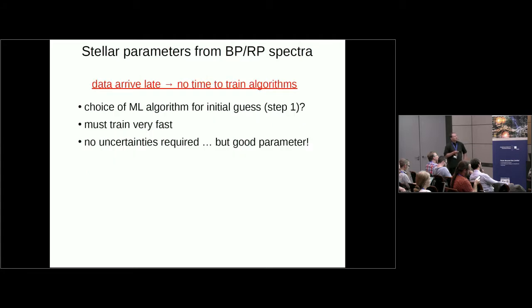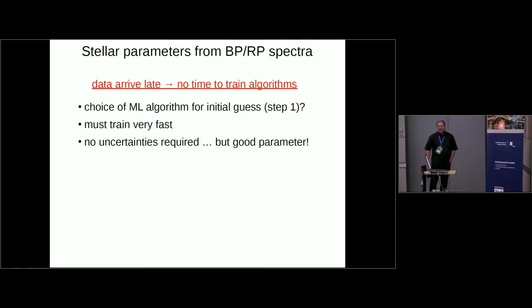All right, so let's come to the choice of what kind of machine learning algorithm we can use for the initial guess. And here the limiting factor is that the data arrive very late at our place, which means we don't have the time to train a neural network or a support vector machine. We just don't have the time to do that. But the design also has a positive side, which means we don't actually need the machine learning algorithm to provide uncertainties. We just need a good initial guess. We just need good parameter values.